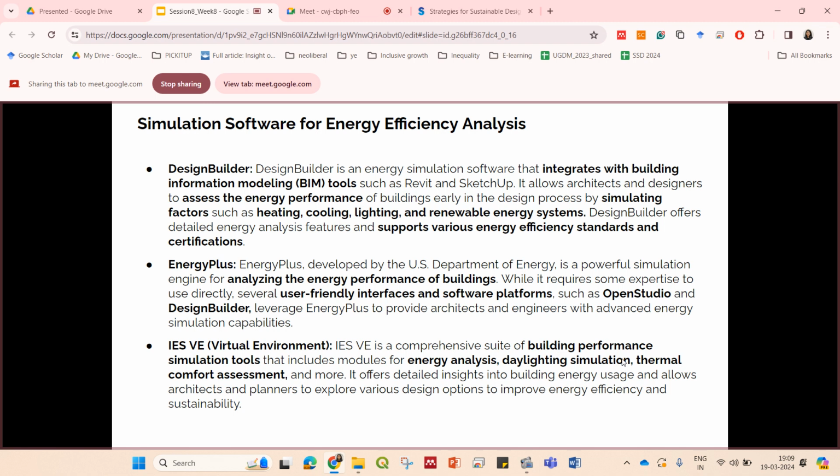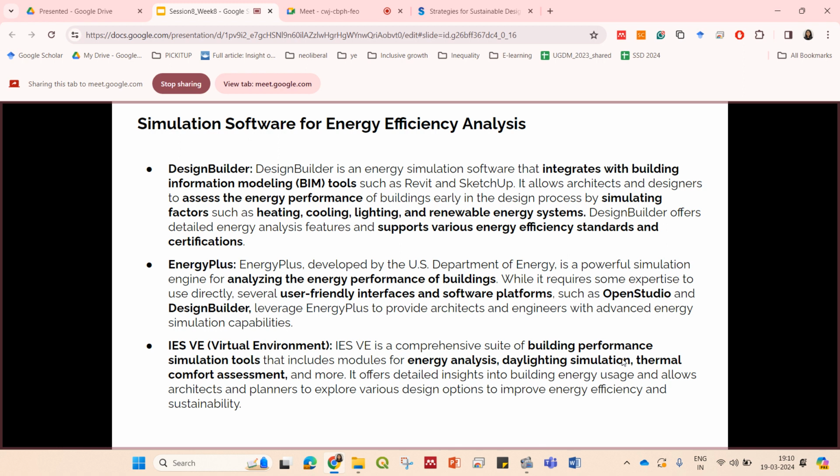And then these are the softwares which are popularly used for energy efficiency analysis. So you have DesignBuilder. It is a tool which can be integrated with different BIM tools like Revit and SketchUp. It allows the architect to assess energy performance of buildings. So you can even assess indoor energy performance by simulating factors like heating, cooling, lighting, if you have integrated certain renewable energy systems, etc.